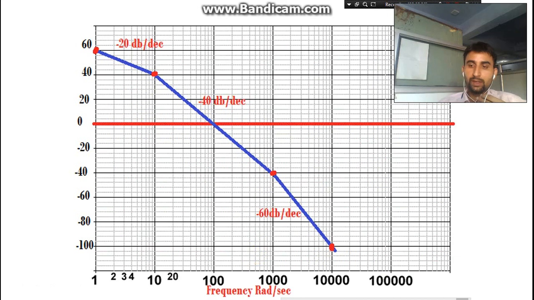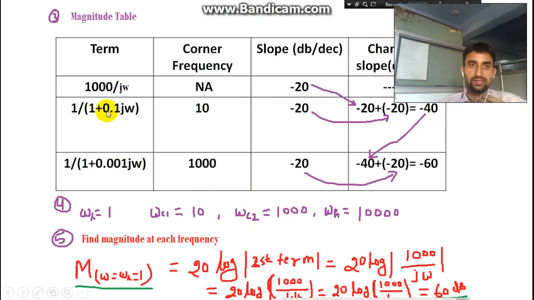That's why from this magnitude table we have considered here 1000 by j omega. There is a single omega term in the denominator, so it contributes minus 20 dB per decade slope. And the second one, again we have only one j omega term in the denominator, it also contributed minus 20 dB slope, and so on.